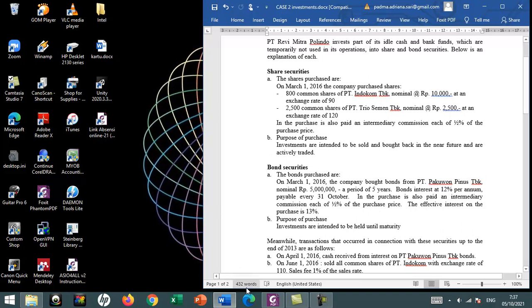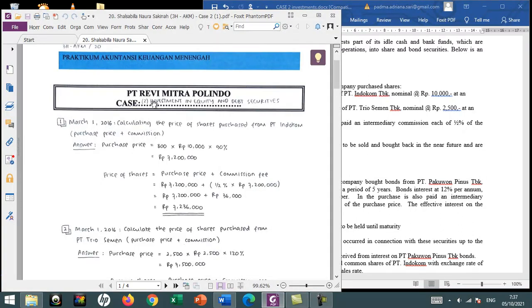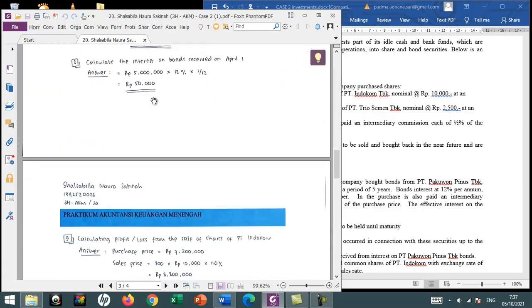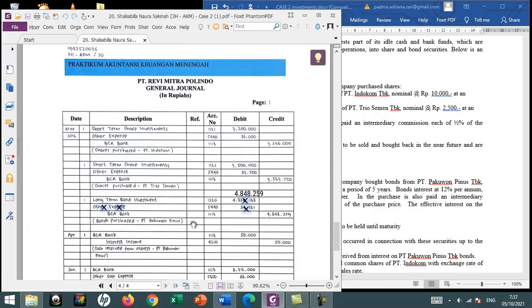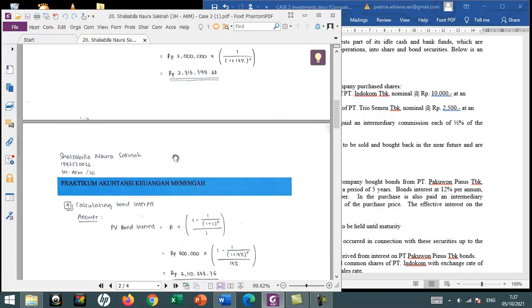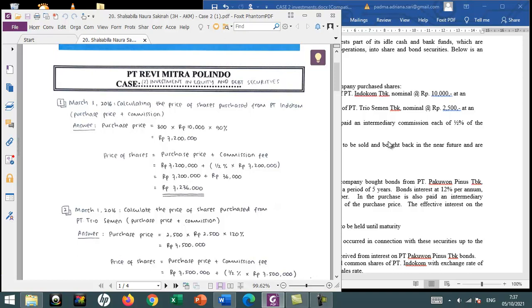Here I open one of your answers, Salsabila's answer. Salsabila's answer is already correct, but there is only a little bit that I want to correct and add to this answer. Okay, let's review the answer.